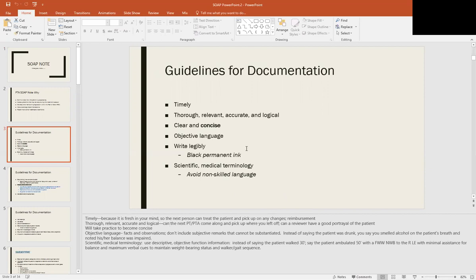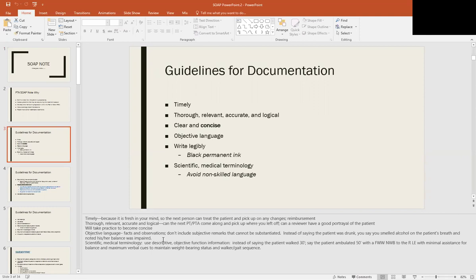So with the thorough, relevant, accurate, and logical, you want to do this because you want the next PT or PTA to come along and pick up where you left off. And you also want the reviewer to have a good portrayal of the patient. Like I said, with the clear and concise, it's going to take practice to become concise. With the objective language, you want to use facts and observations. You don't want to use subjective remarks that cannot be substantiated.